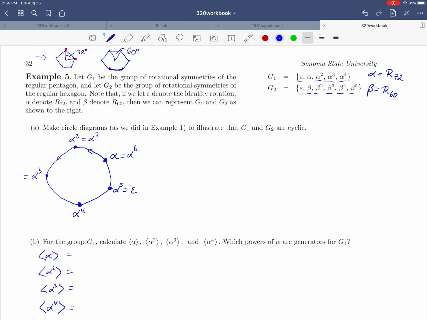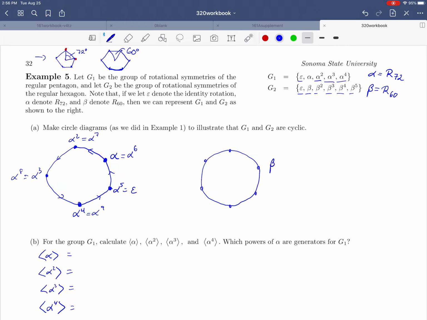And if you did it again, you'd get alpha to the 7th, then alpha to the 8th, alpha to the 9th, and so on. So we can just go round and round in our little circle diagram to illustrate what is going on in the group G1. We can do the same thing with our group G2. So now we have our hexagon. Here's my hexagon, and somewhere I'm going to put my circle around it.